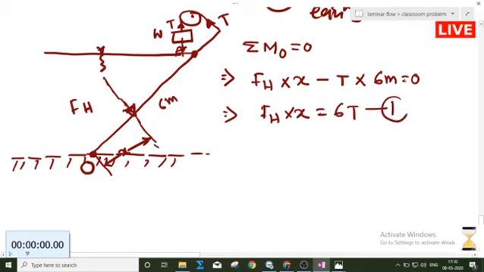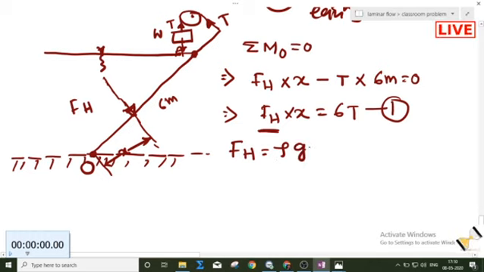This is equation 1. Now I have to find this hydrostatic force. It is very simple. If you practice, you can solve this within 1 minute; I am taking time because I am making you understand. So this is rho g into yc into A.